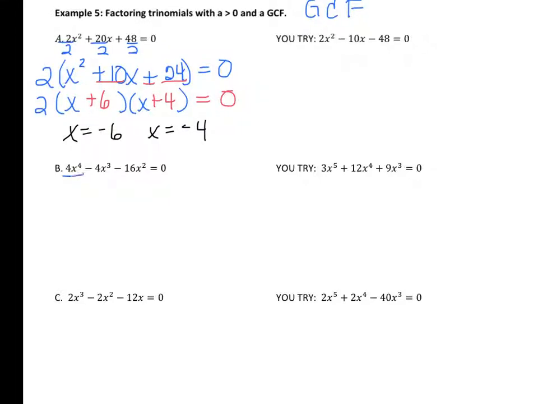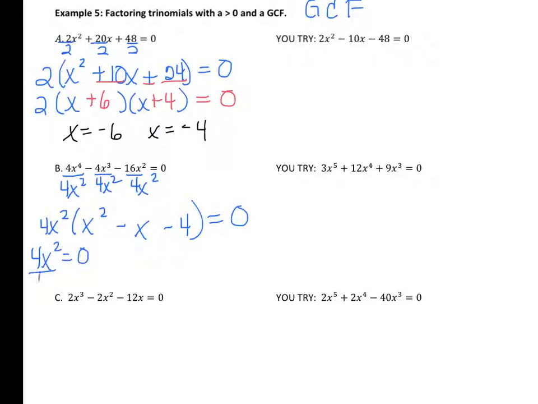In example B, we will factor out a 4x squared from each term. When we do that, we'll have the 4x squared out front, and on the inside we will have 1x squared, negative 1x, and minus 4. Next, we'll have to keep factoring. Out front, we'll have 4x squared equals 0, and when we divide both sides by 4, we get x squared equals 0, and the square root of 0 is just 0. So we have what's called a double root at x equals 0.